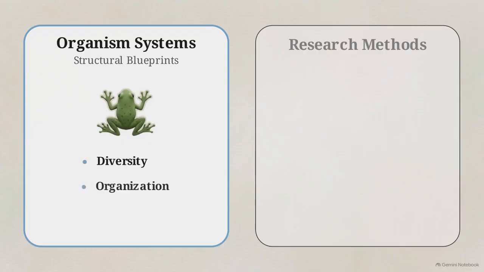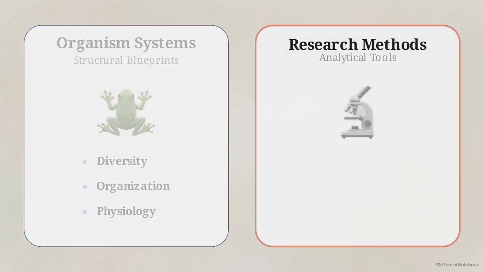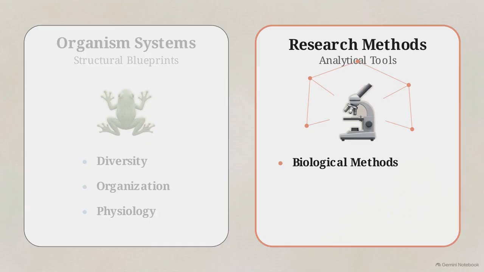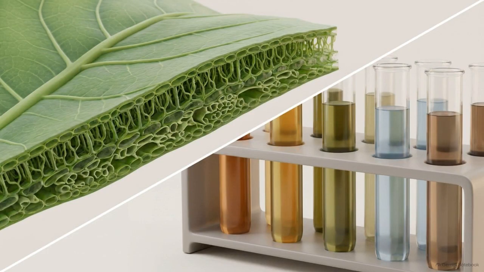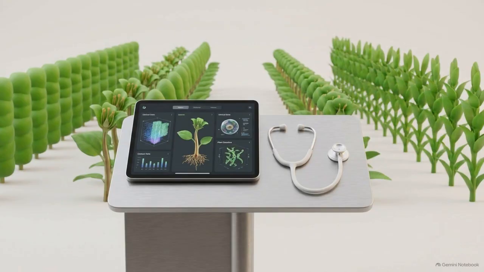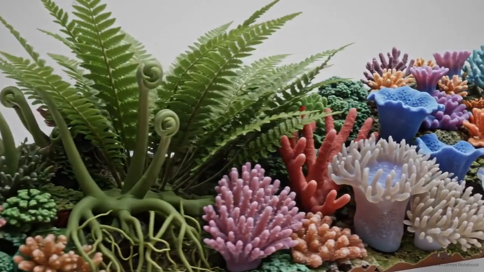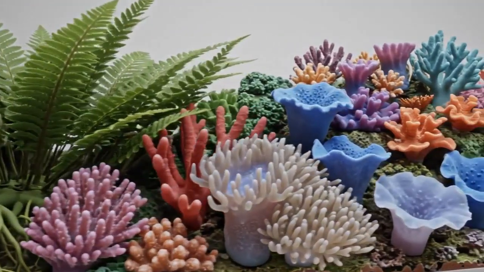On the left, we focus on the structural blueprints of life, detailing the diversity, organization, and physiological processes of living organisms. On the right side, the focus shifts to analytical tools, familiarizing you with practical biological methods, evolutionary systematics, and an introduction to bioinformatics. By mastering the physical structures of living things and the laboratory techniques used to study them, you acquire the raw materials needed to solve complex real-world problems in agriculture and healthcare.